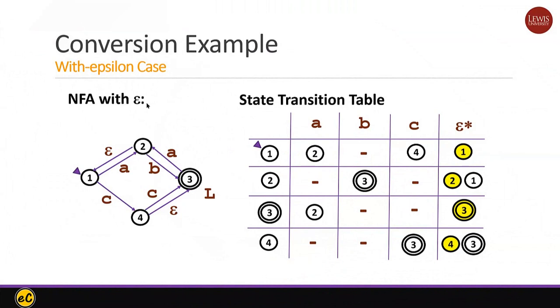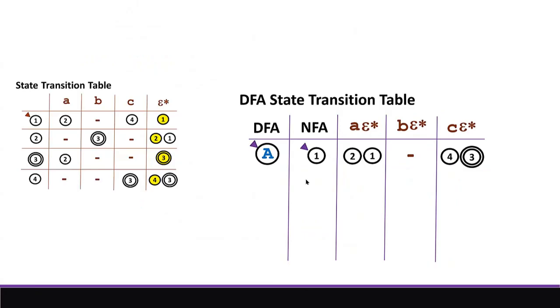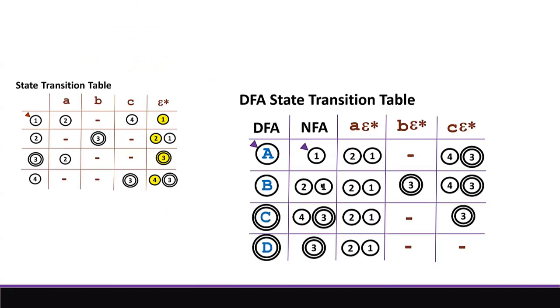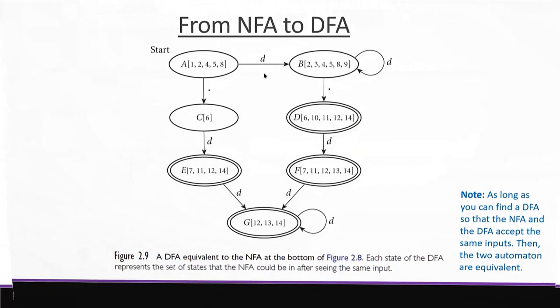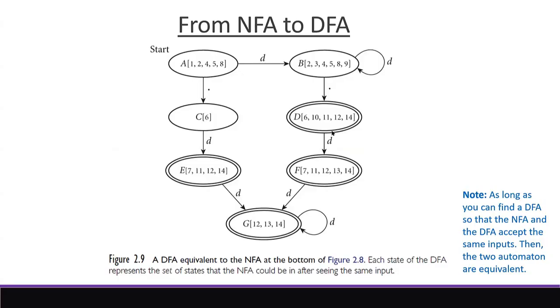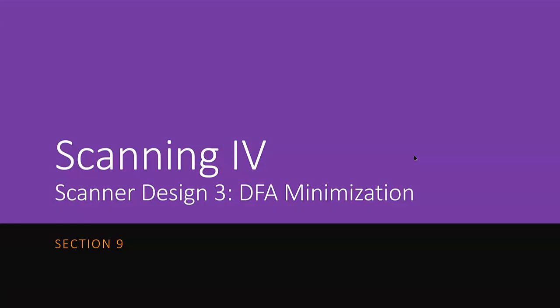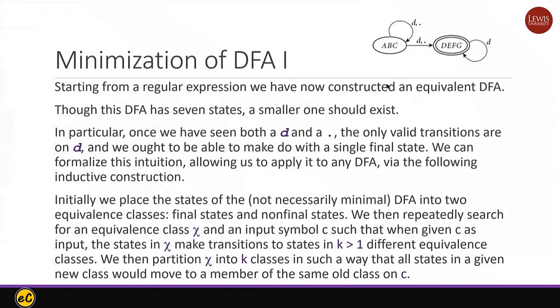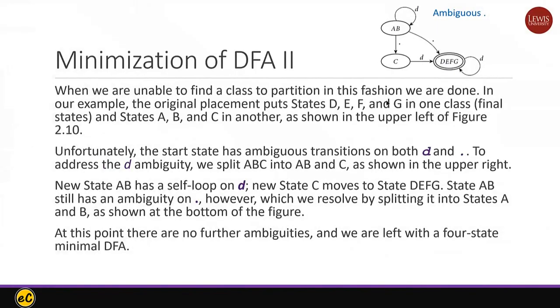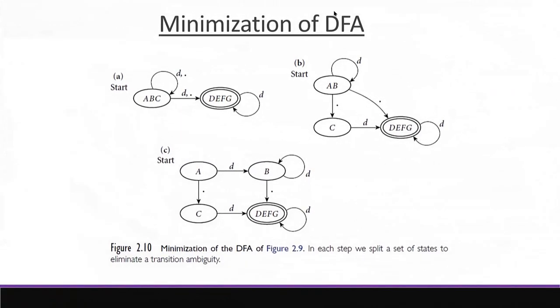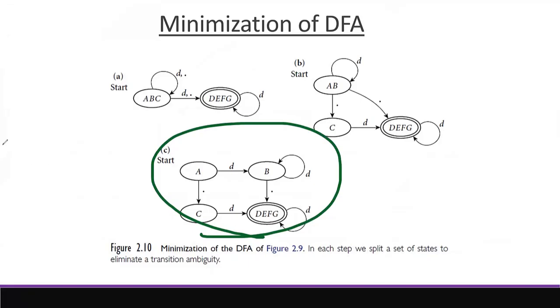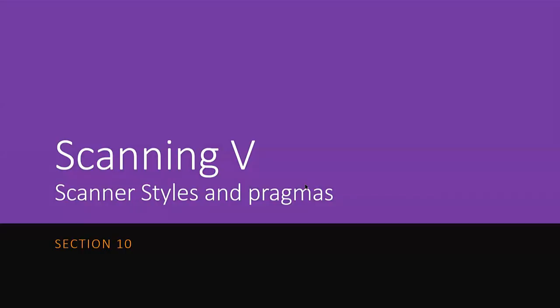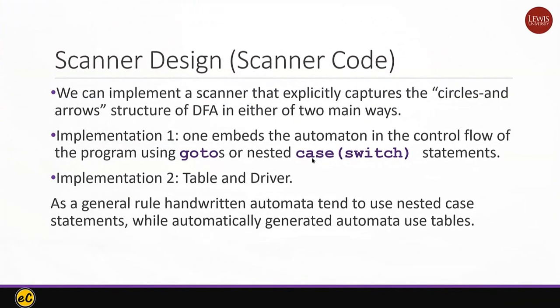Next is when you have epsilon, the no-symbol term, how you actually do the conversion. Eventually that shows you the minimization to reduce the number of states, and then you reach the final result: from a 7-state finite state machine to a 4-state finite state machine. And then based on the finite state machine, you do the scanner design and coding part.